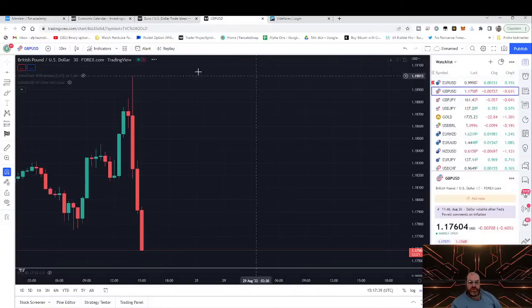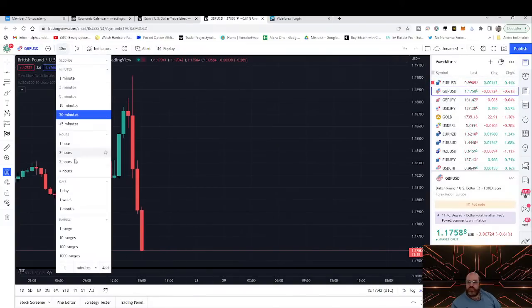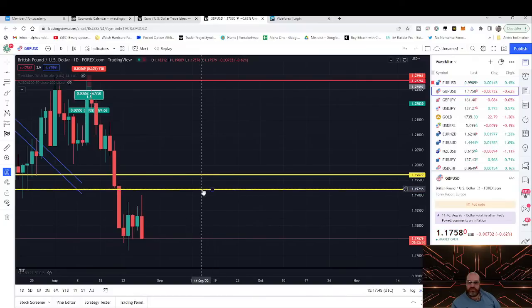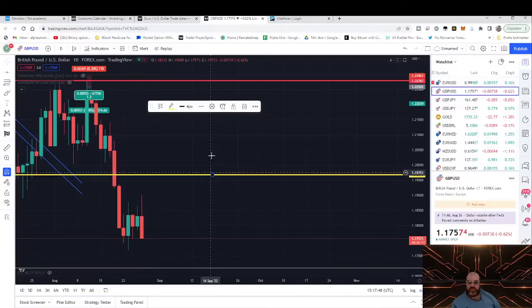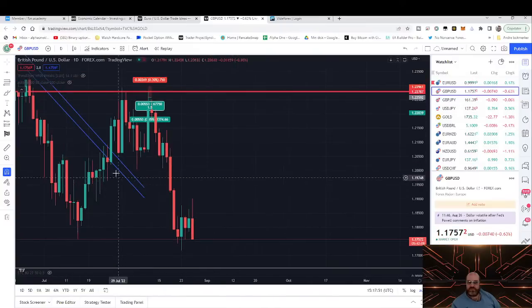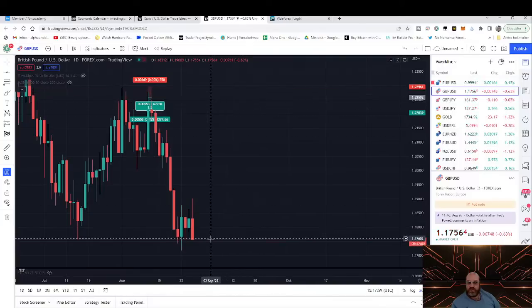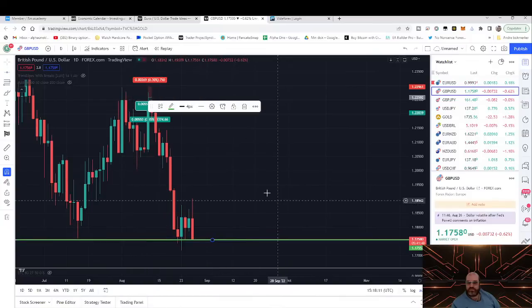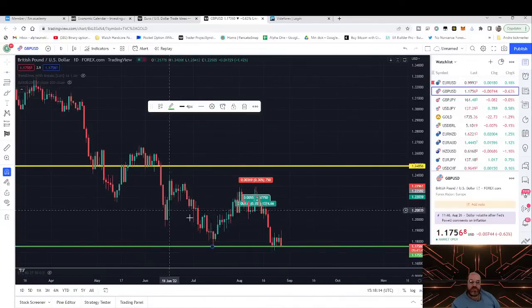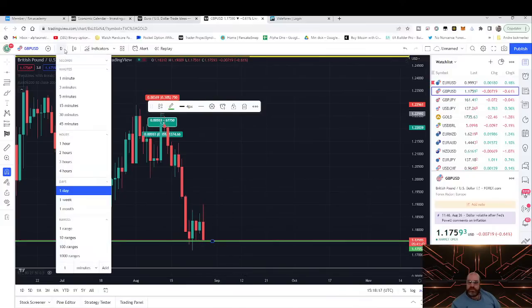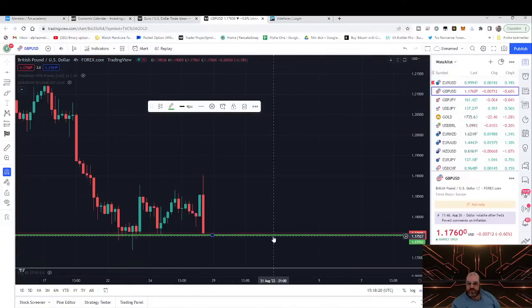Now let's continue. We go to GBP USD. We open this one in a daily chart. Let's remove some of these previous lines we have here. There and here. We are now currently on a strong support line. Let's mark this one up here. So let's open this in the 4-hour and see how it looks.